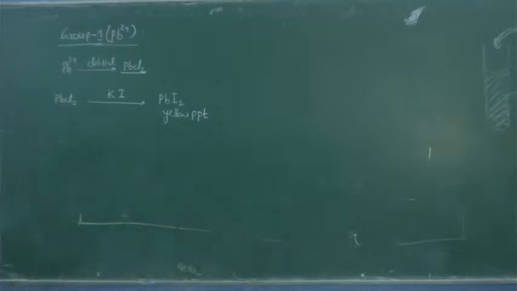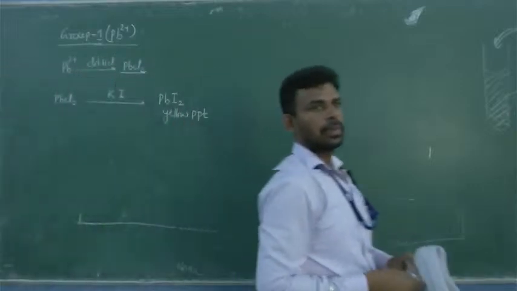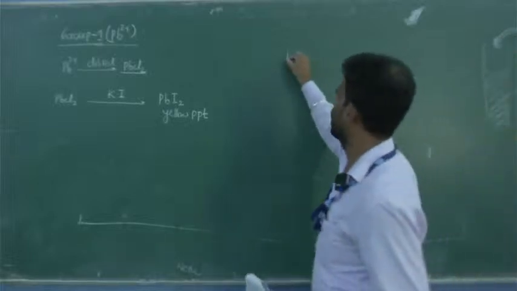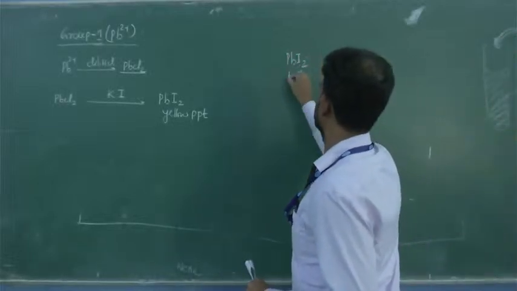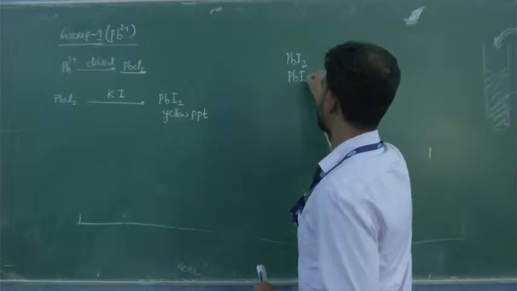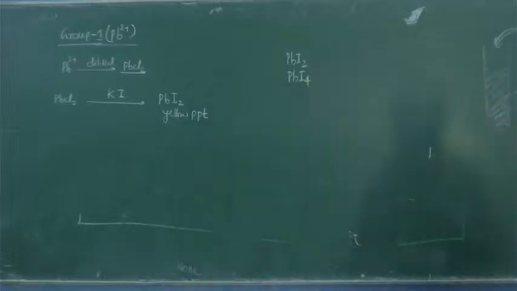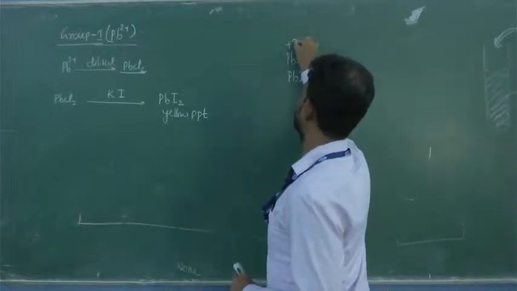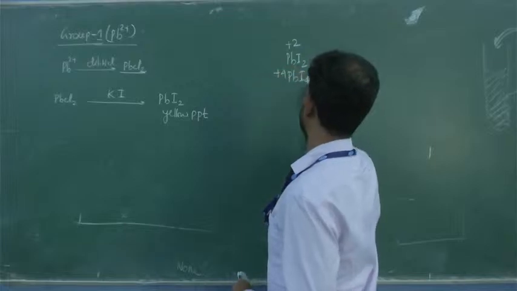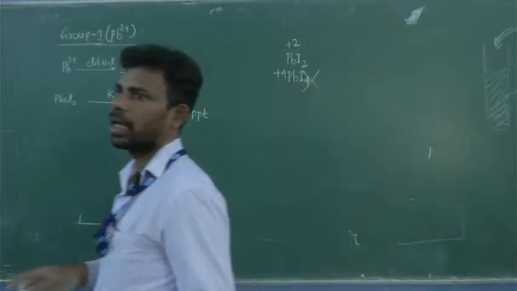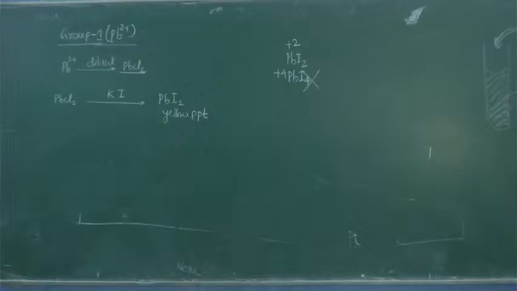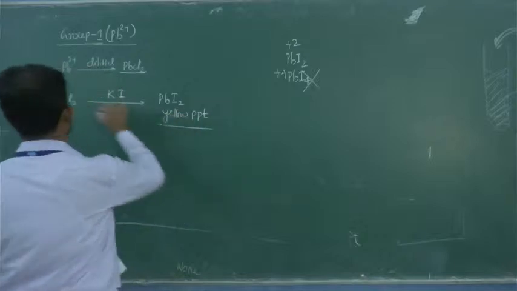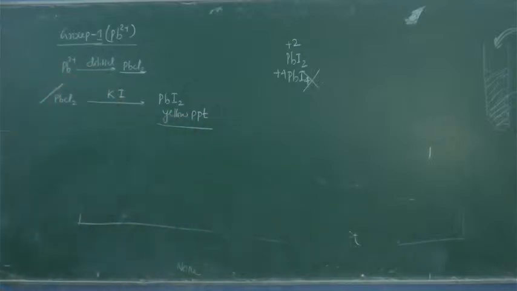Is it clear? Lead II and lead IV, which will exist and which will not exist? Why? The inert pair effect. In this, the +4 oxidation state does not exist. Is it clear? Yes or no? So if a lead precipitate is formed, it is lead chloride. This is the first experiment.